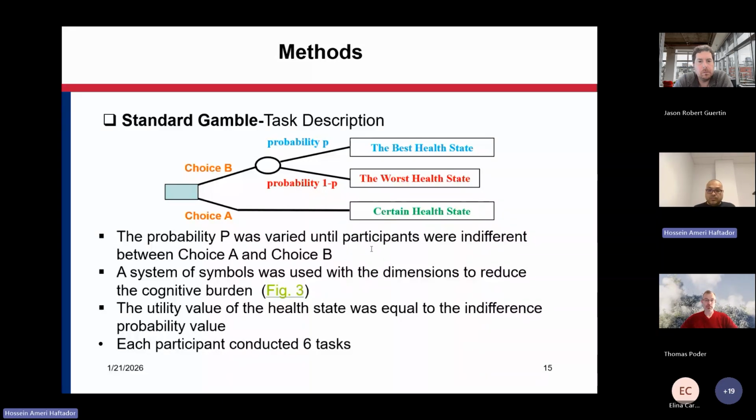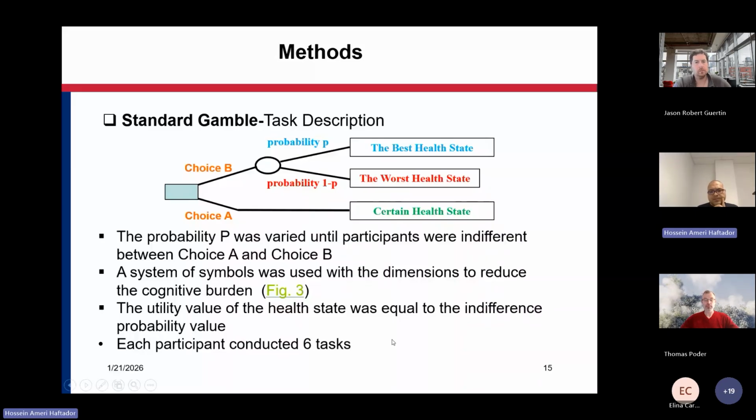Choice B has two possible outcomes, this and this. Also, we use a system of symbols like this star. We change this value and this value. This value was fixed, and we change this value and ask them to answer several questions until a person became indifferent between this and this. Finally, we estimated a value for this health state.